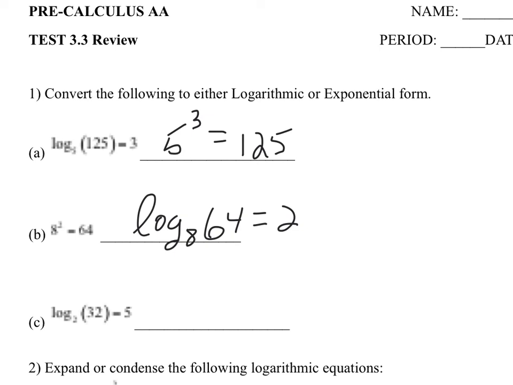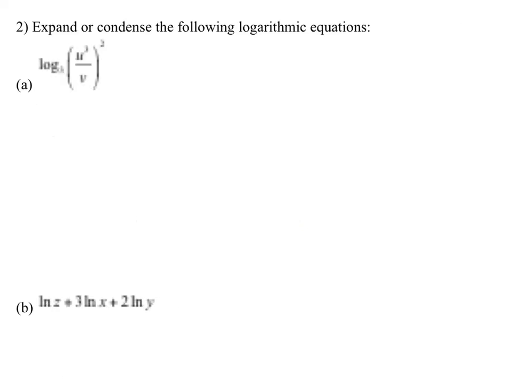All right, the third one, C, we're going to have log base 2 of 32 equals 5. That's going to be keep the base. The others change place, so the 5 and the 32 change place, and we have 2 to the 5th power equals 32.